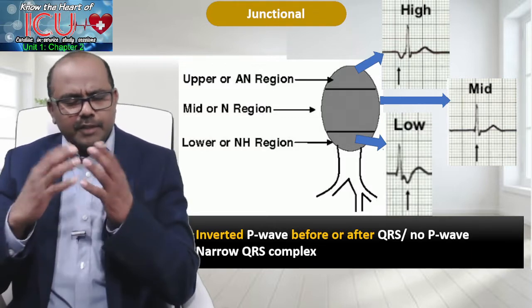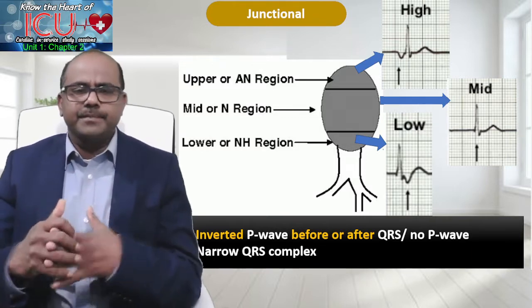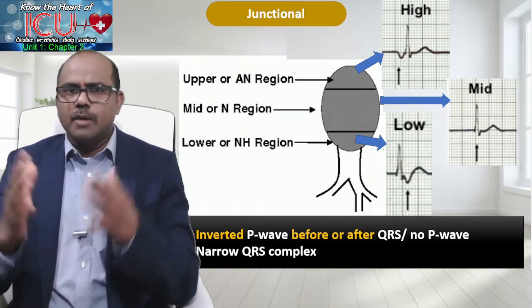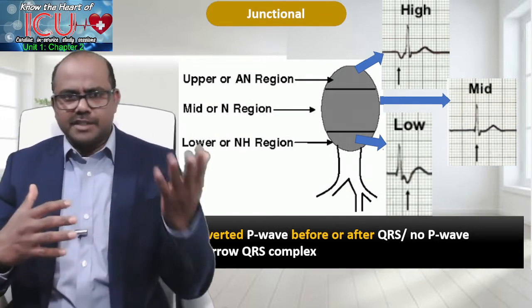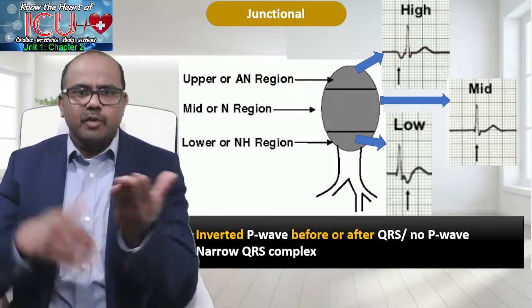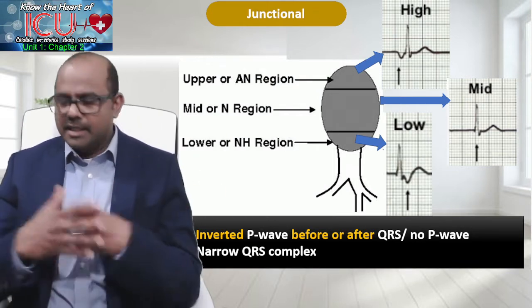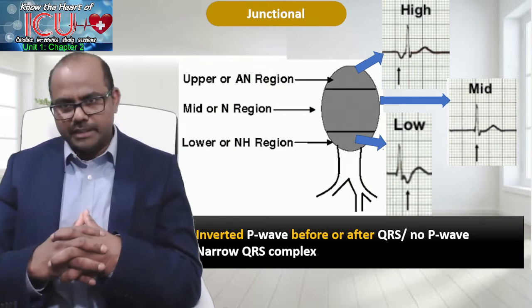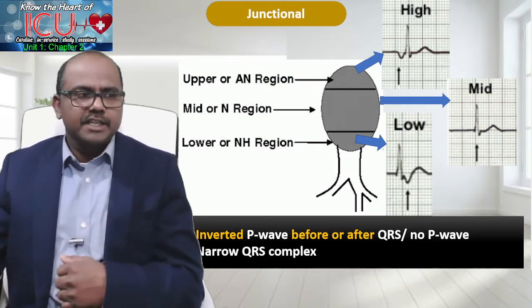So if you want to recognize a junctional rhythm, look for the P wave. If there is no P wave, and if it's regular, if it's not AFib, definitely it will be junctional. If there is an inverted P wave before or after QRS and it's regular, it's definitely a junctional rhythm. Okay, this is how we identify junctional rhythm.